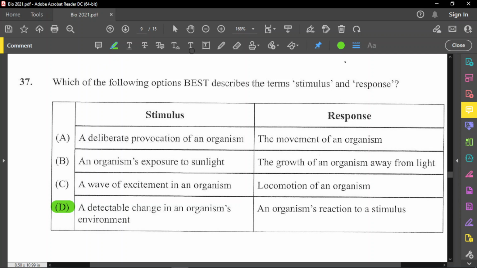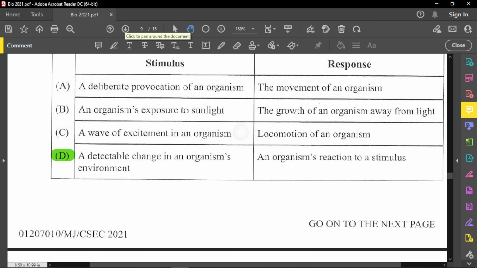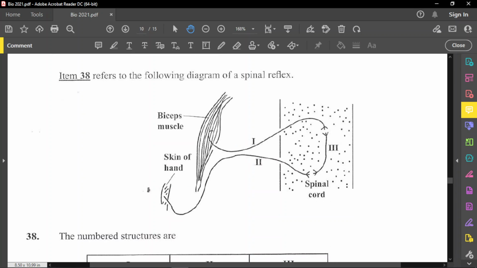All right, let's go to our next question, which is question number 38. Let's see what's going on here. Question 38 refers to the following diagram of a spinal reflex. So it's a reflex arc, okay? So let's figure out what is going on here in this reflex arc.